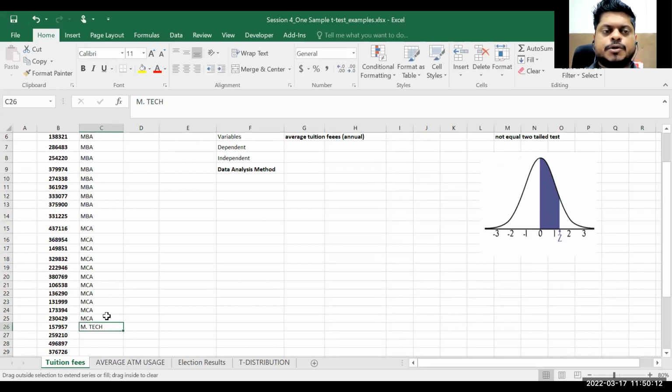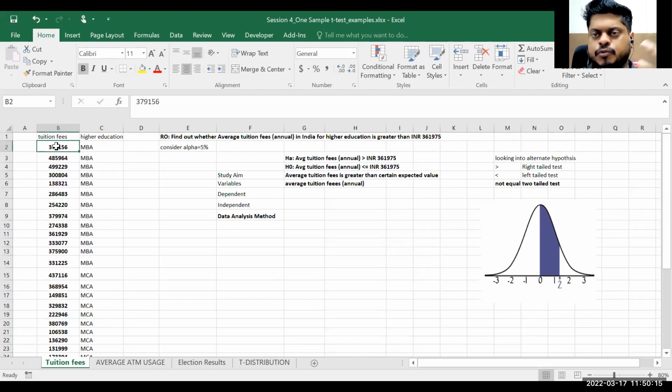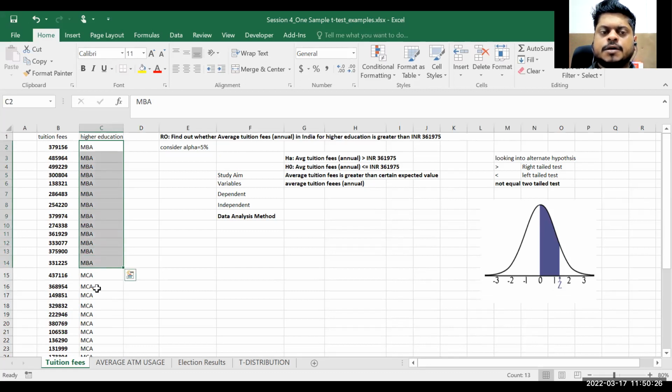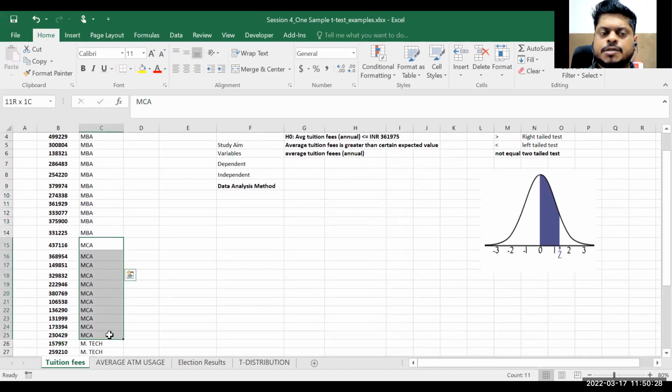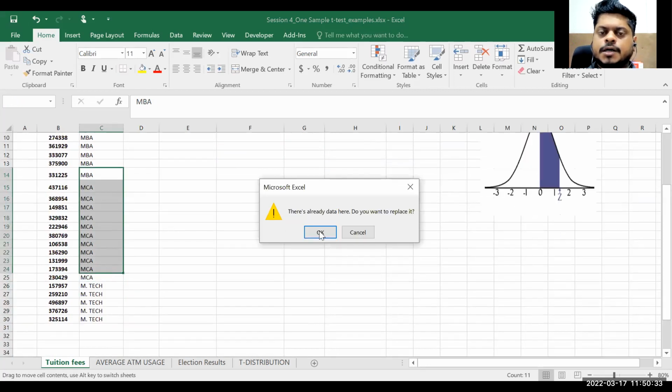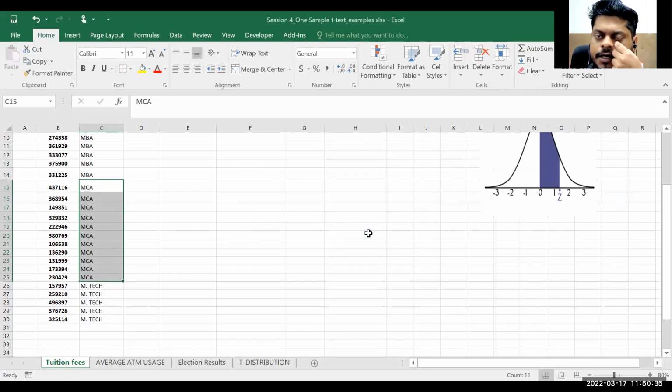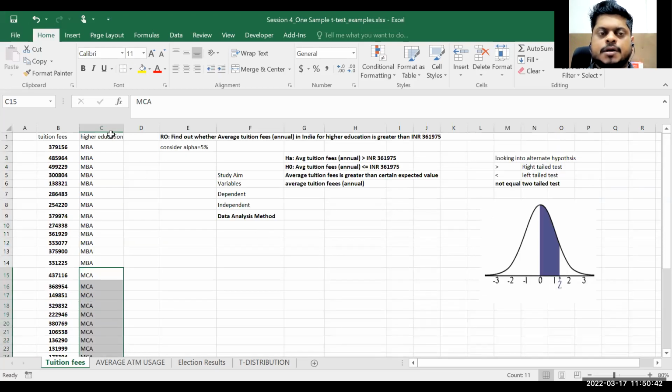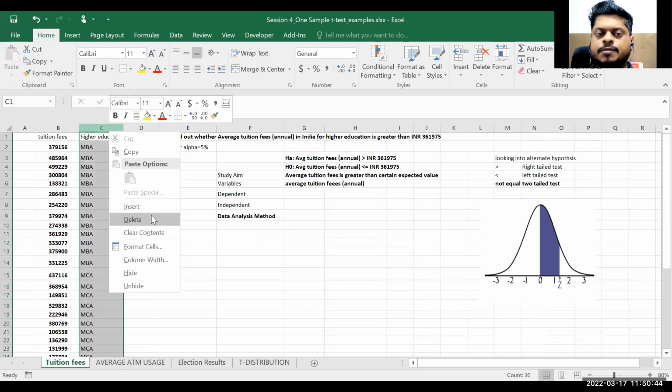So each of these numbers shows that you went to one student and asked how much money he is spending. He says this much. What is the degree he is pursuing? He says MBA. Like that, you have collected some students who are pursuing MBA and how much they are spending, some students pursuing MCA, some pursuing MTech, right? But this is when you conduct actual research in the field. You can collect their gender also, and the income group of their parents, depending upon your research objective. But in this particular case, we do not have this information, right?